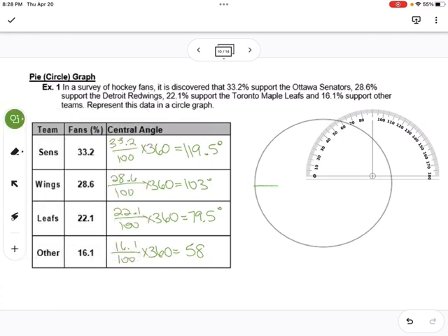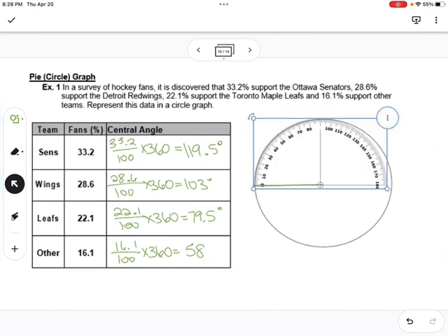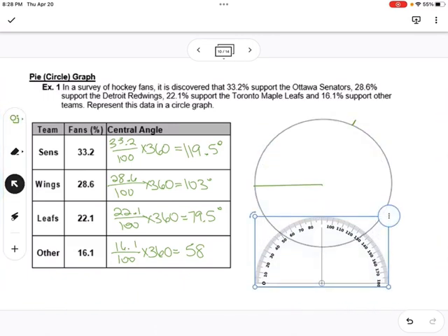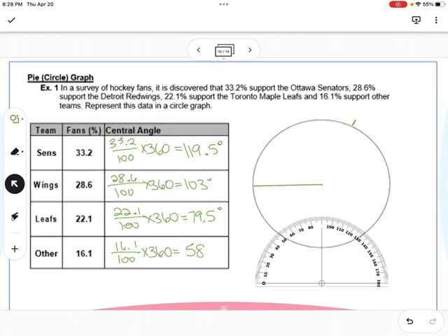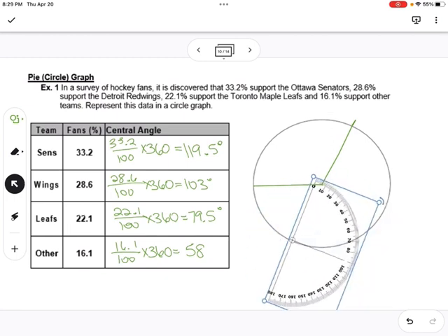Okay, so if I start off with a line, I'm going to line up the protractor, and this is 119.5 degrees. So that is going to go to here. If I move this out of the way, I can create a line. Let's see if I can adjust this protractor here. Okay. Now I'll line it up here.